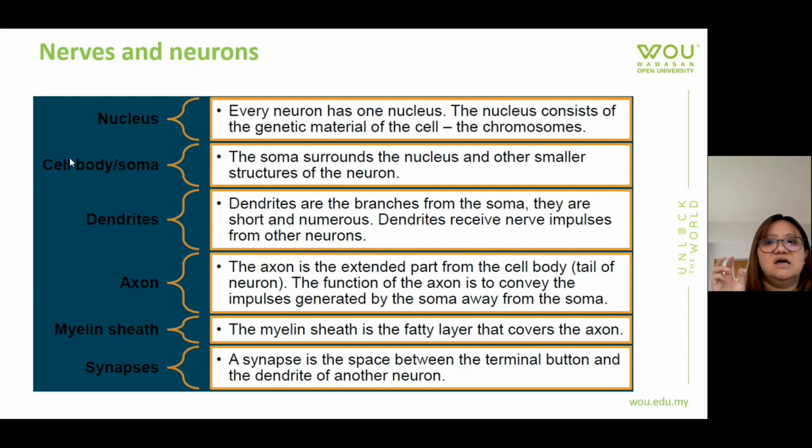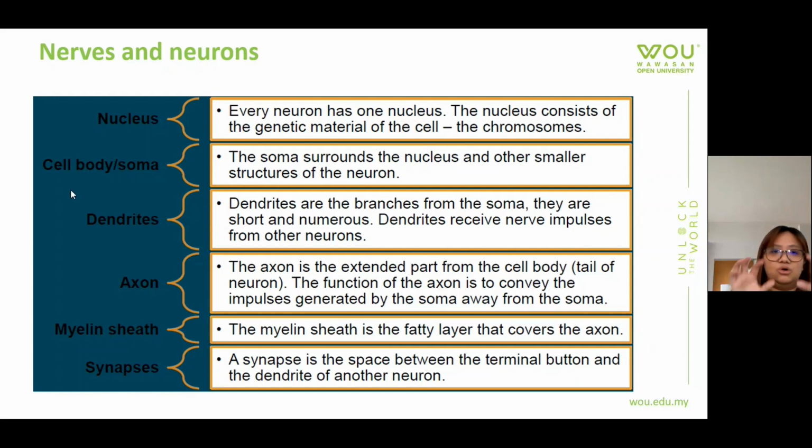The nucleus is responsible for carrying all the genetic material of the cell. It's something like the brain of the neuron. It carries all the genetic information, or what we call chromosomes. So I will call it the brain of the neuron.